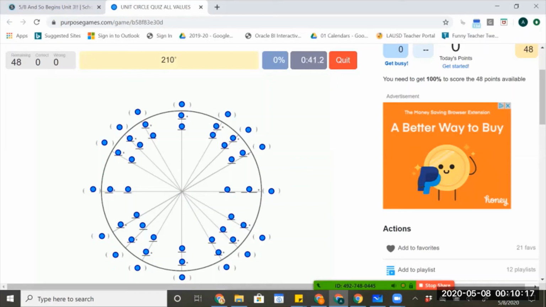I'm going to go ahead and start filling some of these in. So 210 degrees, I've got 180 here plus 30 would give me 210. And I got it right. It turns green. I did a good job.